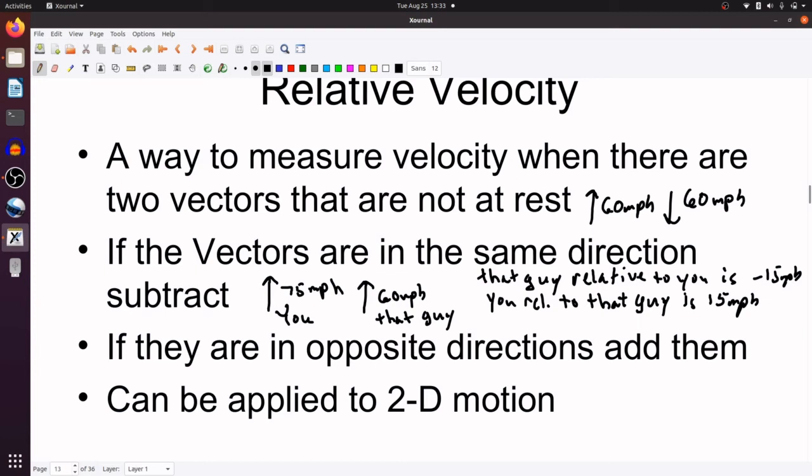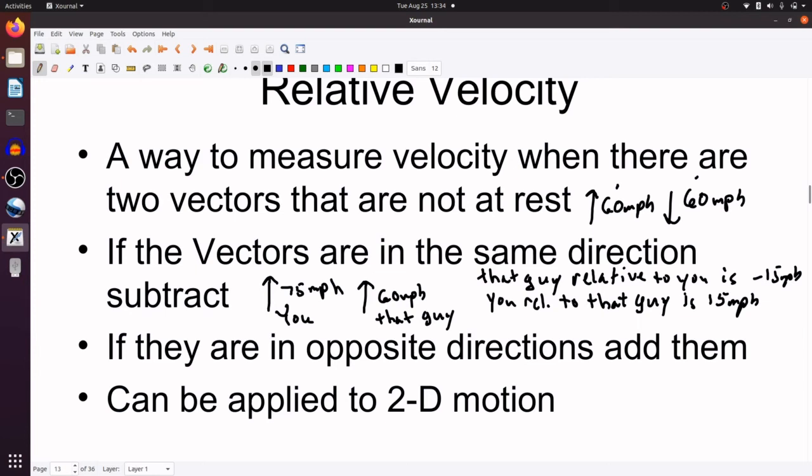So if they're in opposite directions, we add them, as I demonstrated earlier when we went 60 miles an hour in one direction, 60 miles an hour in the other. It looks like they're going at 120. That's why head-on collisions are so bad, because it's the equivalent of you just sitting in a car getting hit at 120 miles an hour. They tend to be pretty drastic.